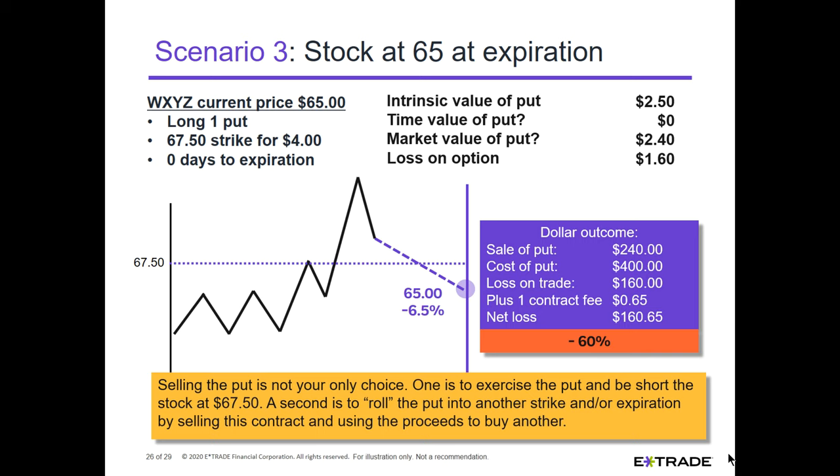One would be to exercise the put and short the stock, and then be short the stock at $67.50. A second choice you would have would be to roll the put. Rolling an option means simply liquidating one that you have and using that money to buy another option. So it's a two-sided trade. Sell this one and buy another one. So those are your choices.